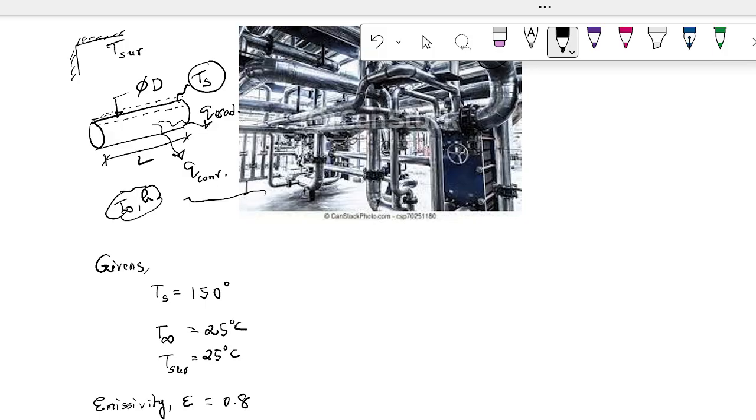Anything else come to your mind on the pipe itself? Is there any chemical reaction involved? Nuclear reaction involved? Nothing. So EG, or energy generation, is 0. What else?